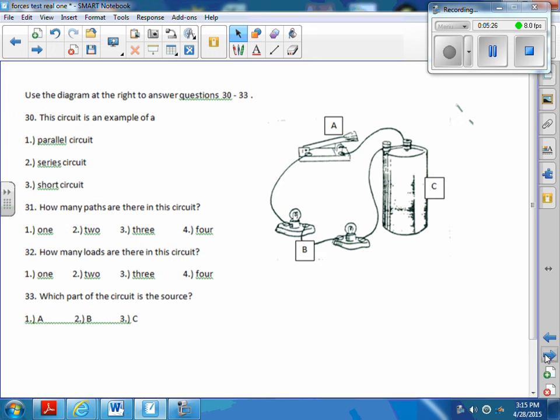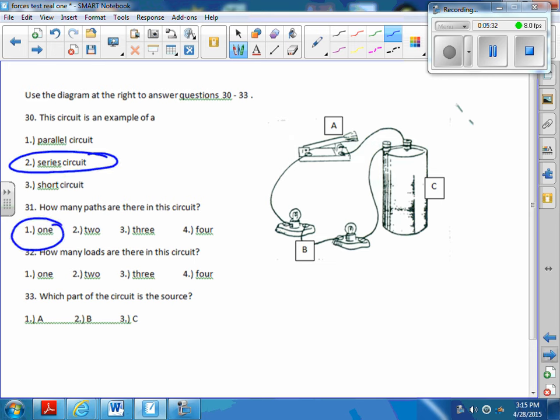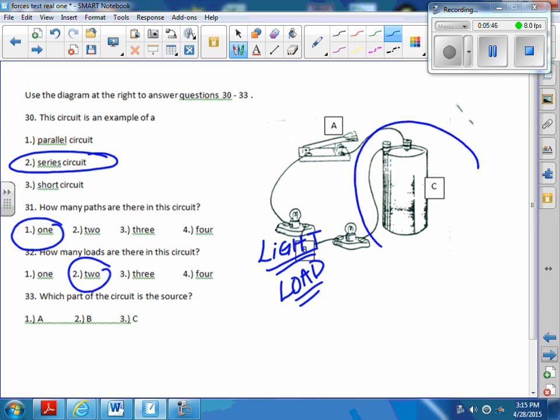And finally, this circuit is an example of a series circuit. Why is it a series circuit? Because it only has one path. The loads are the things that we're going to give the power to. The lights are the loads. How many loads are here? 2. And which part of the circuit is the source? This letter C is the battery, and that is the source.